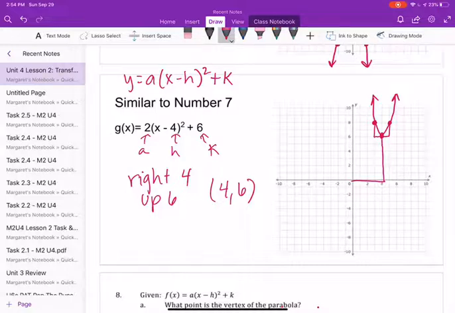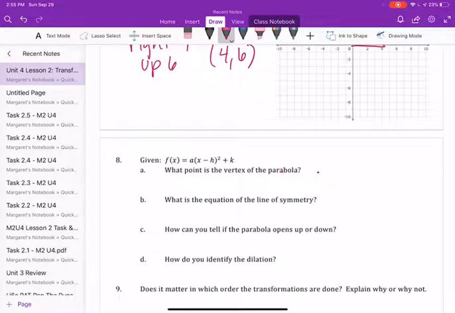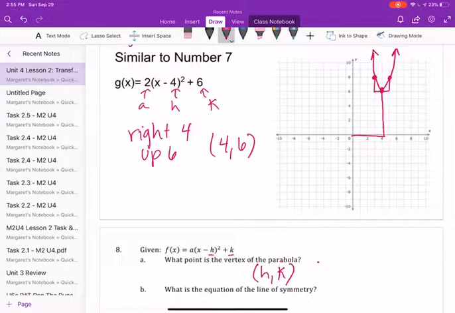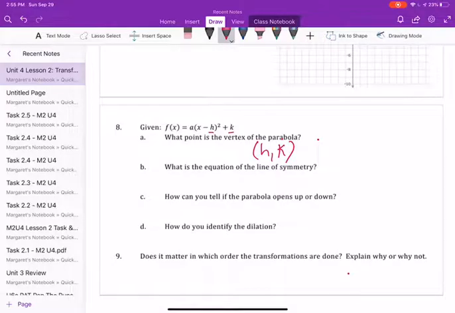So as we saw here, our vertex comes from our h and our k. So the vertex is (h, k), just as you saw up there, the 4 and the 6. The h being the opposite of the sign inside the parenthesis. The equation of the line of symmetry, we know, goes through the vertex and is a vertical line, and so it has to be x equals whatever number is in that h location.